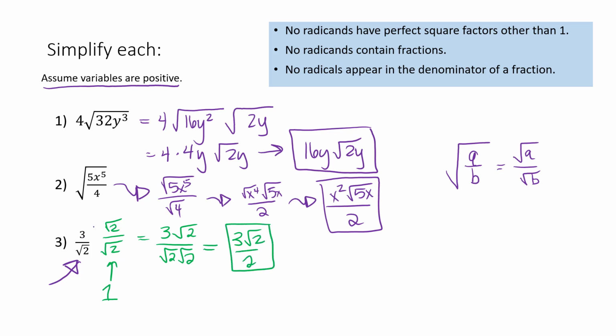And that might not seem more simple than this, but there's a reason why people used to do it that way, and you need to at least know that this is the same as the answer that we got here, so that you're able to know if you have the right answer, and so on.